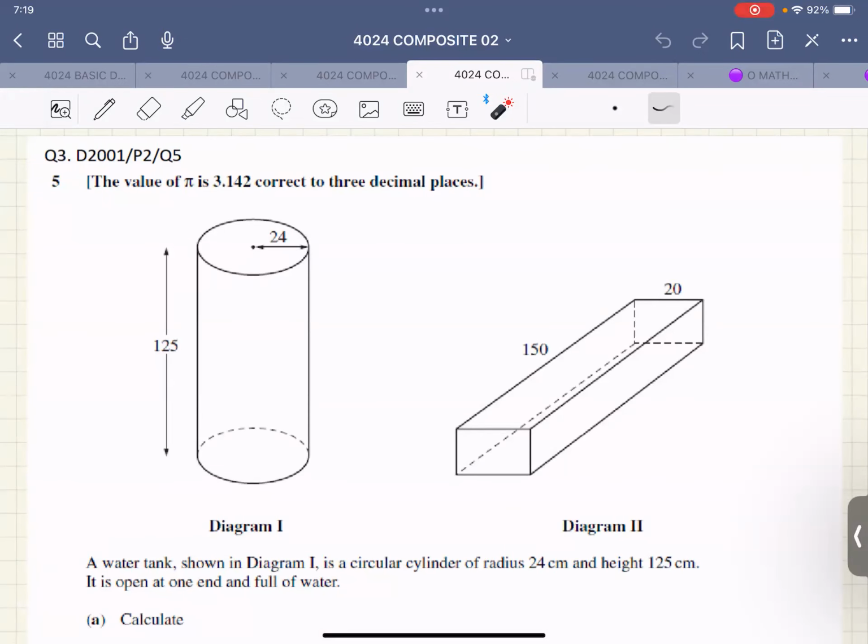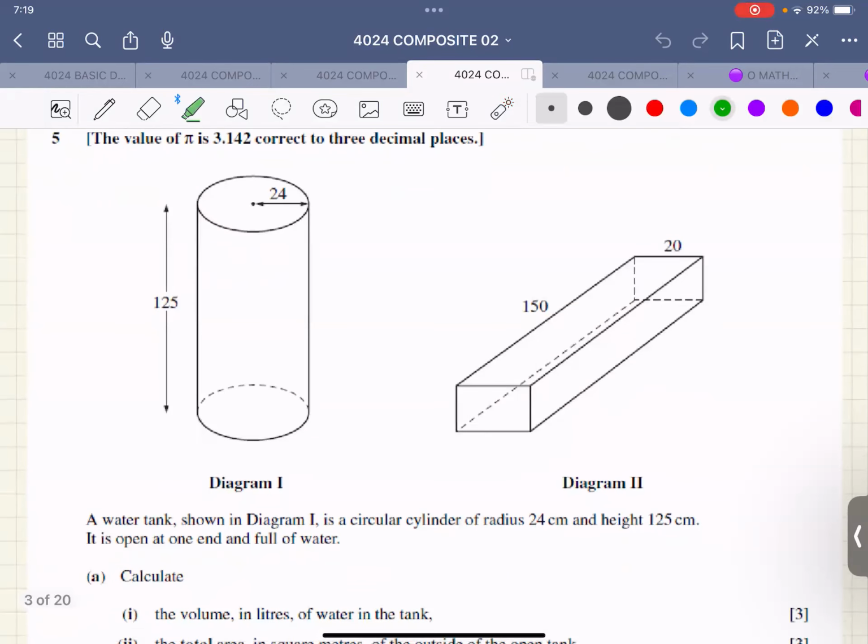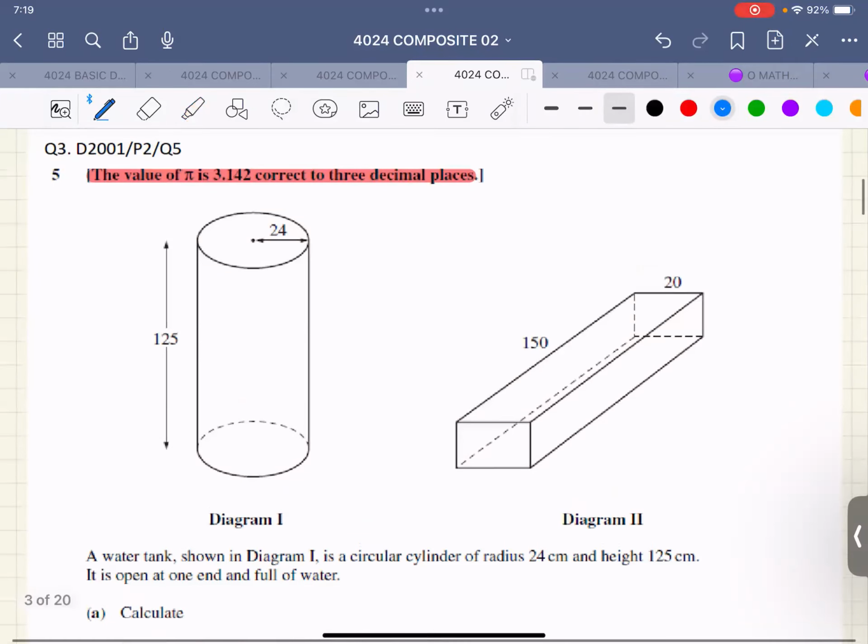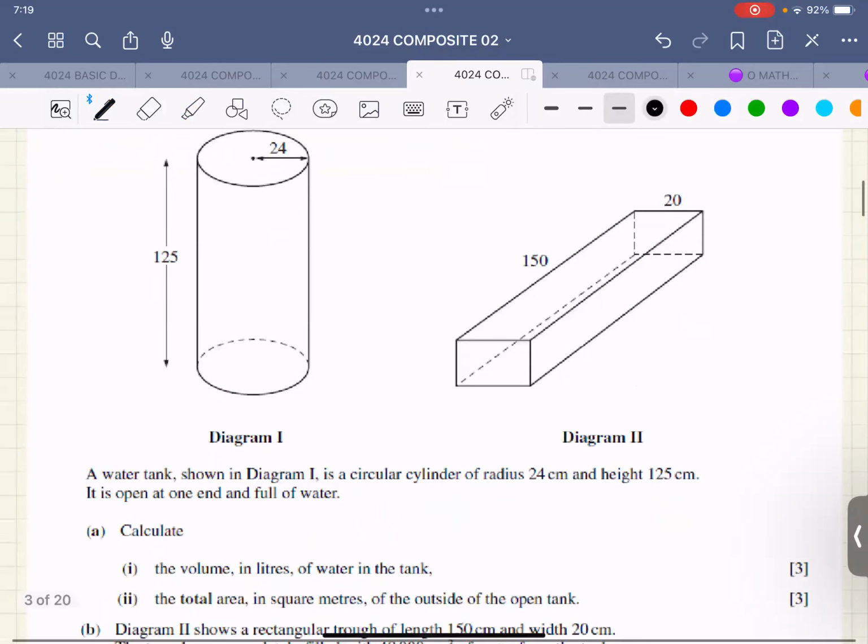Now, first of all, get your calculators ready. The question says the value of pi, let me underline it, is 3.142 correct to 4 significant figures, so that the final answer that we get is given correct to 3 significant figures. Now, what does the question say?